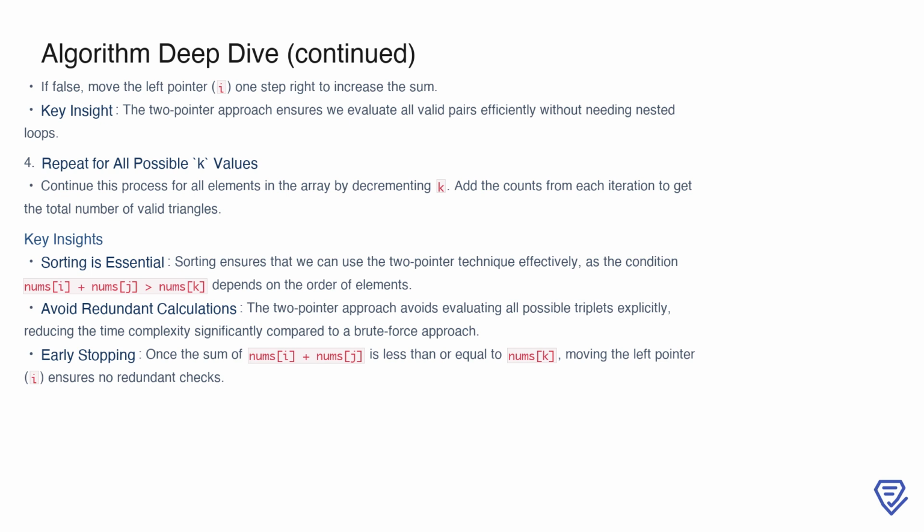Sorting the array at the beginning is critical to make this approach work, as it ensures the elements are in an order that facilitates the triangle inequality check. Additionally, by moving the pointers strategically, we avoid redundant calculations and ensure that each pair is evaluated exactly once. This significantly optimizes the algorithm compared to a naive approach.